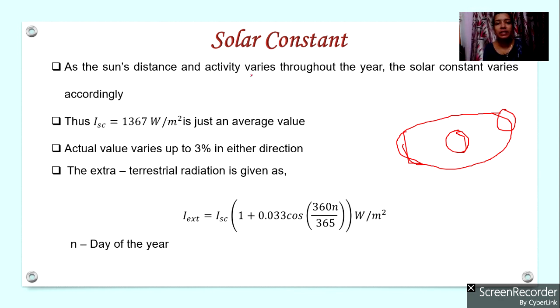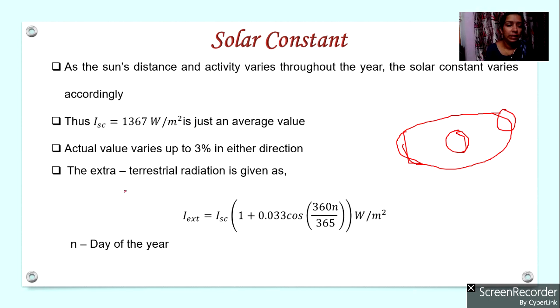So solar constant varies due to variation in distance between sun and earth, as well as due to variation in the activity of sun. So solar constant is not actually a constant. The value given as 1367 watt per meter square is just an average value, and the actual value will vary by 3% in either direction. So actual value of solar radiation can be either 3% more or 3% less than this particular value.